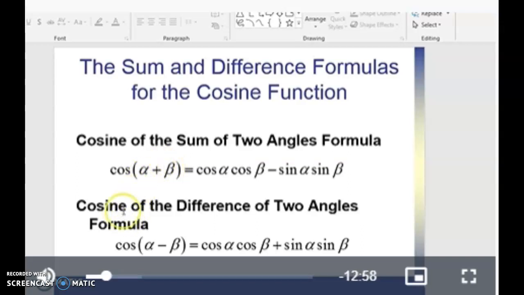The cosine of the difference of two angles, that formula is as follows. The cosine of the difference of two angles is equal to the cosine of the first angle times the cosine of the second angle, added to that, the product of the sine of the first angle times the sine of the second angle.